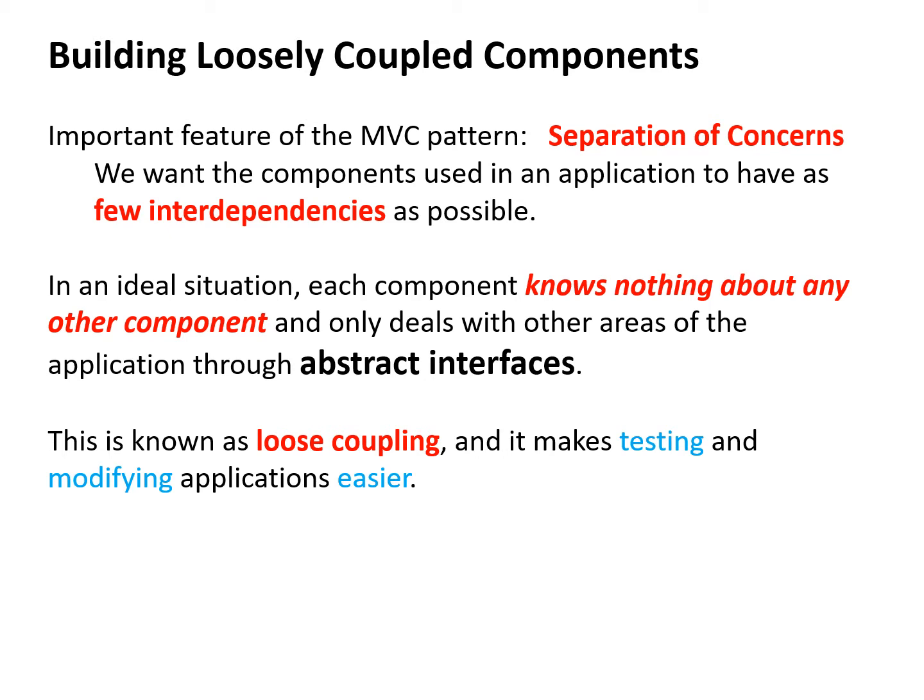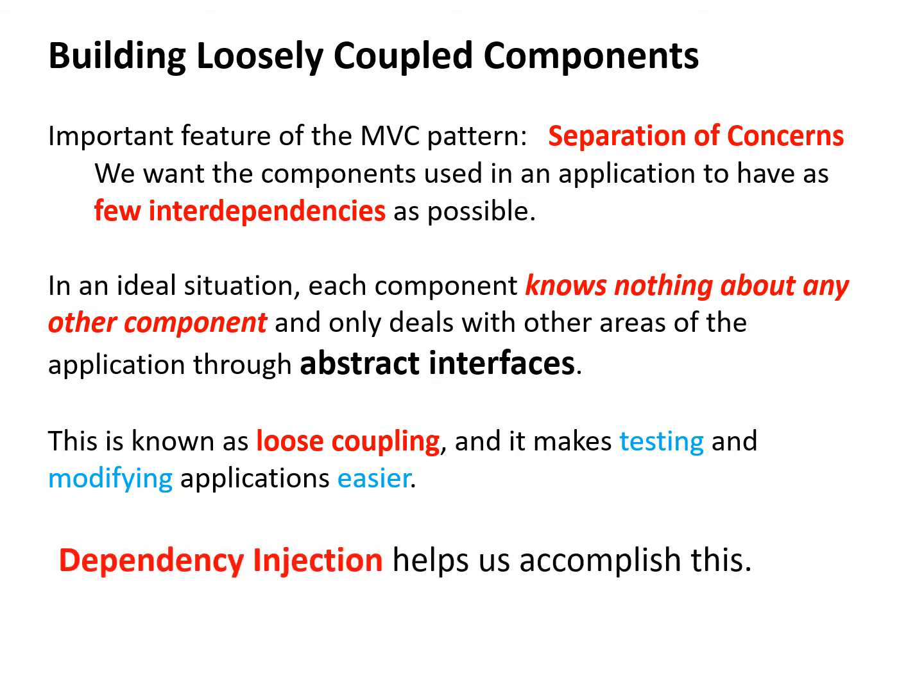Because if you think about it, if no components depend upon any other components, then you only have to test the one component and not worry about how that's going to affect the rest of your application. Also, when it comes to modifying applications, all you have to do is go into that one component and work on it, change it, and not worry that you're going to mess everything else up within the rest of your application. So dependency injection is what helps us accomplish this. And that's why it's so important within the context of ASP.NET MVC: we want loose coupling, and dependency injection helps us achieve that.